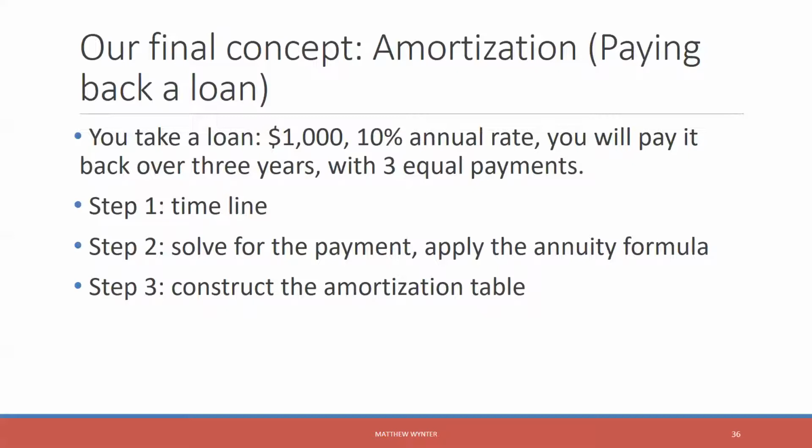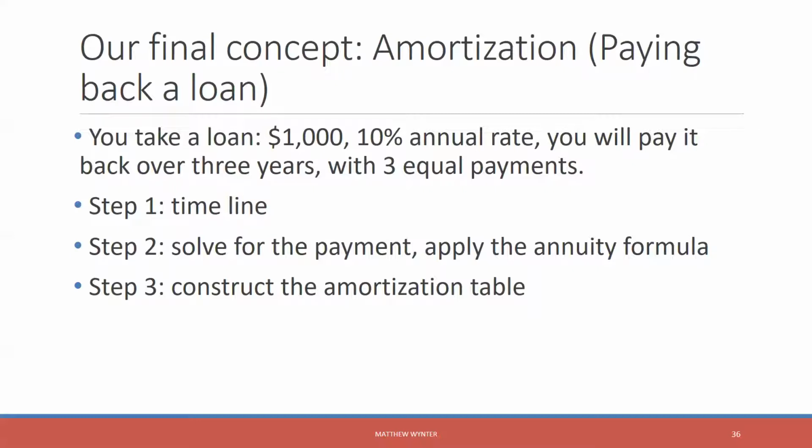So you take a loan for $1,000 with a 10% annual rate. You'll pay it back over 3 years with 3 equal payments. Step 1, we're going to make a timeline. Step 2, we're going to solve for the payments. We're going to apply the annuity formula. And then our final step will be to construct an amortization table so we can see how our loan is going to be paid off.